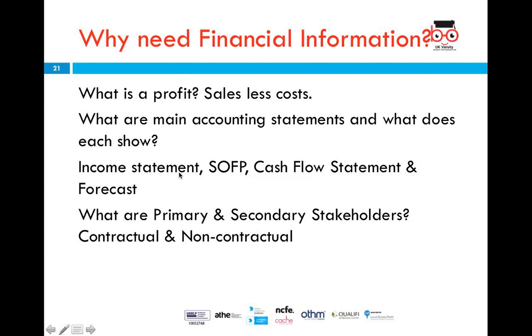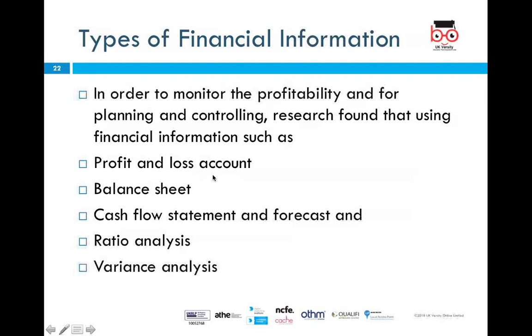And in this discussion today, we are going to look at what an income statement is, what a statement of financial position is, the cash flow statement, and forecast and variance analysis. And already we know who the primary and secondary stakeholders of our business are on the basis of contractual and non-contractual obligation. So that's why we need financial information to produce different kinds of statements for different purposes.